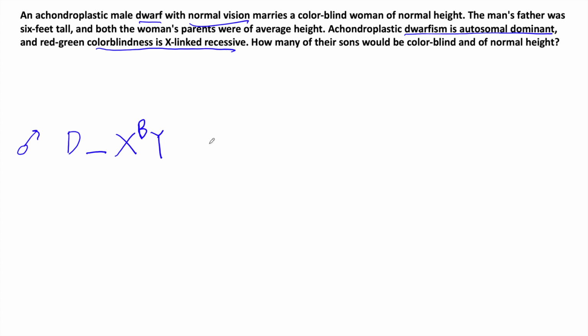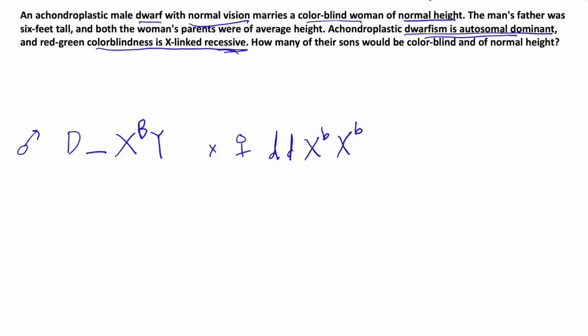Okay, and then it says that he marries a woman who is colorblind. If she's colorblind, remember that's on the X chromosome, and she has 2 X chromosomes since she's a biological female. Since she's colorblind and colorblindness is recessive, that means she must be X little b, X little b. Then it says that she's of normal height. This form of dwarfism is dominant, so if she does not have that form of dwarfism, then she must be homozygous recessive, 2 little d's.